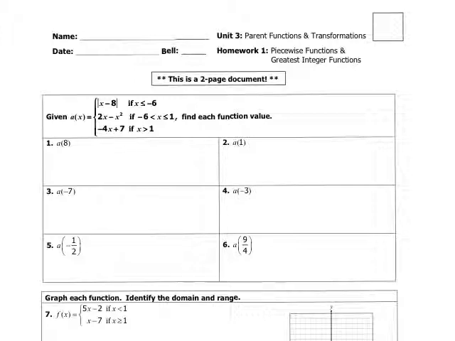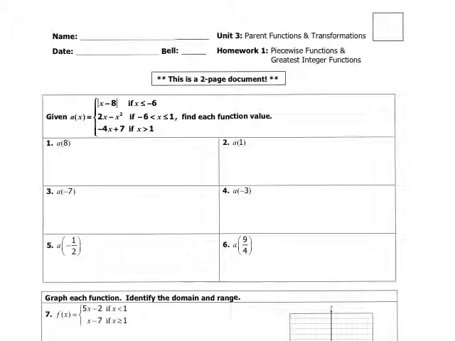So when you're looking at this one, if the number is less than -6 or equal to -6, then you would choose this function and process the x term, or I guess in this case, the a term. So if you're looking at number 1, it says a of 8. Well, 8 is not less than or equal to -6, so we wouldn't use this absolute value of x minus 8 function.